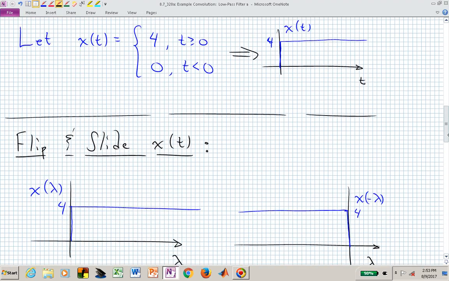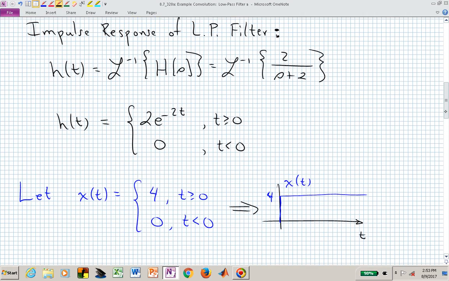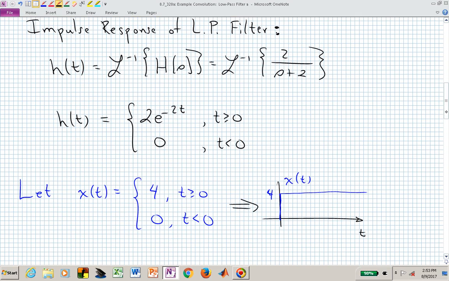I'm not going to spend time on flipping and sliding x of t. Hopefully it's clear that that one might be a little easier to flip and slide. H of t, you can already see, I hope, what that looks like as a waveform. This is a decaying exponential, and the decay rate is influenced by the exponent of -2t.